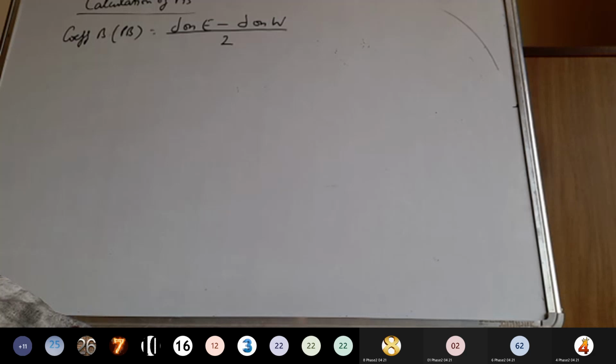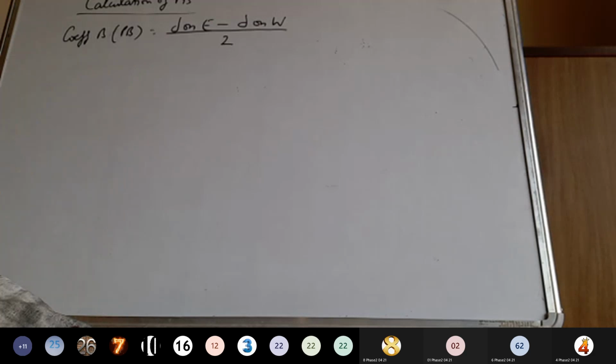Same thing we can repeat for when the vessel is heading in the westerly direction. Okay, so then this total deviation on east minus total deviation on west divided by 2 will give you the value of coefficient B. Okay, so from where has this formula come? Let us look at this briefly.